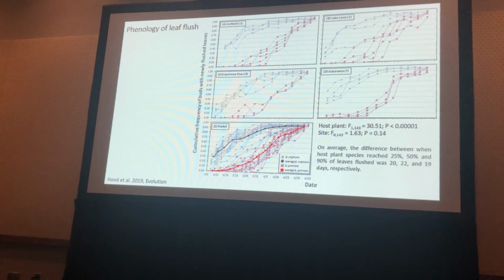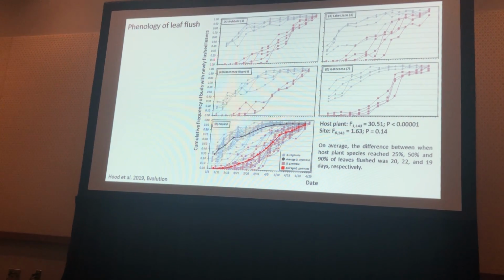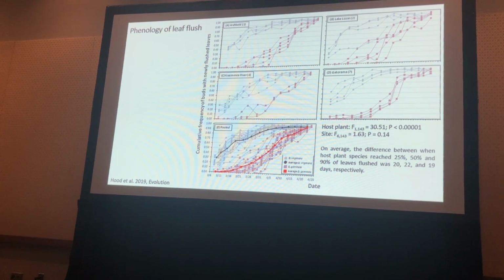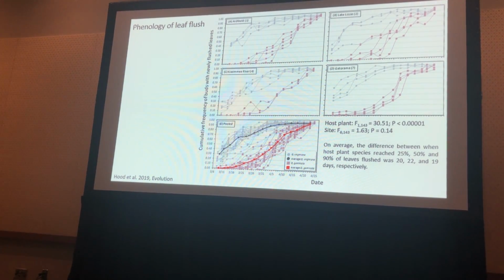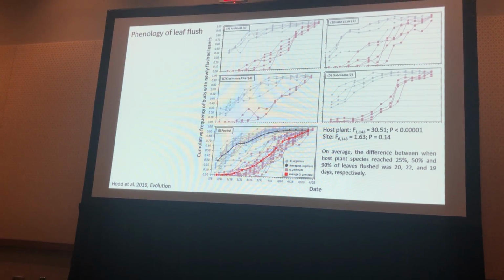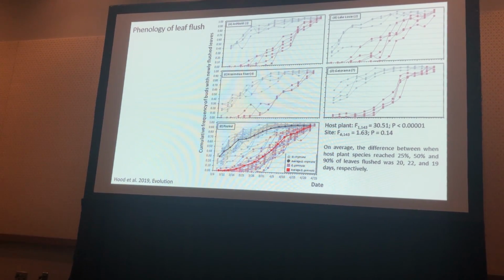And this is what it looks like. The x-axis here is cumulative frequency of bud break, and then we have date here. These 4 sites are sympatric sites. This is all the data pooled across sympatric and parapatric sites, with the means in these darker lines.